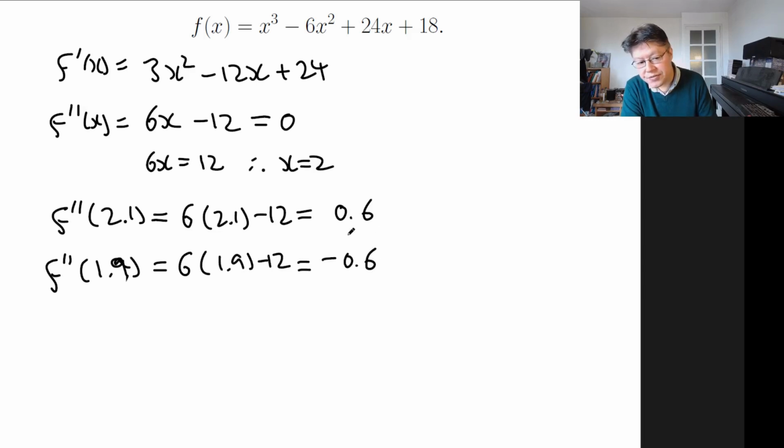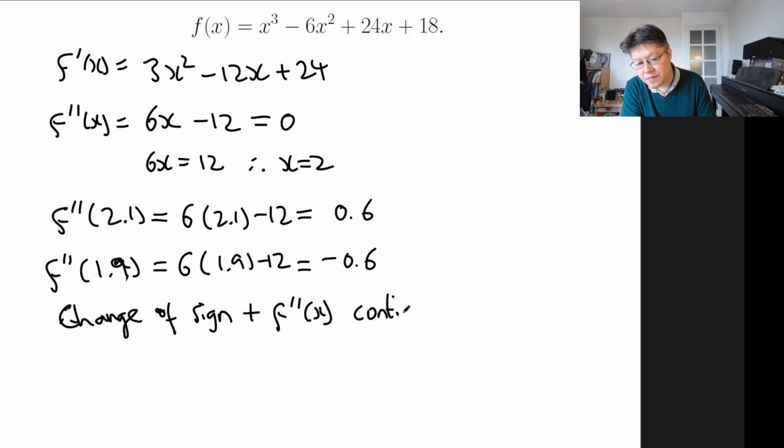So we have a change of sign. Therefore, this is an inflection point. Change of sign, plus we need this to be a continuous function, so f double dash is continuous. So therefore this is an inflection point, and we better now get the y coordinate.